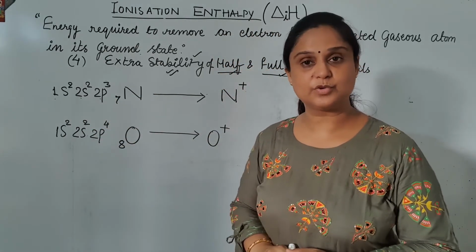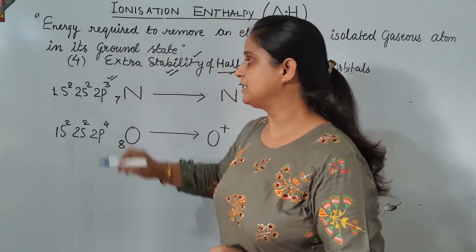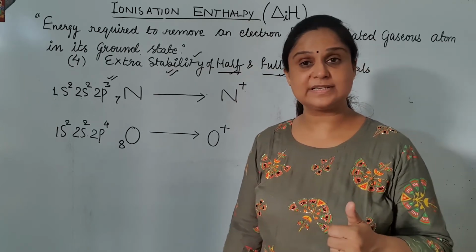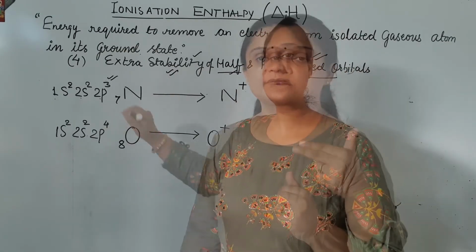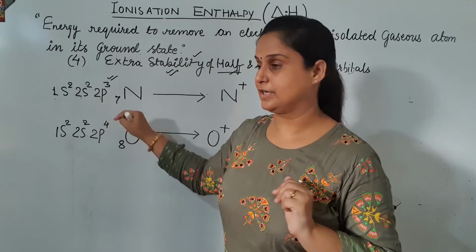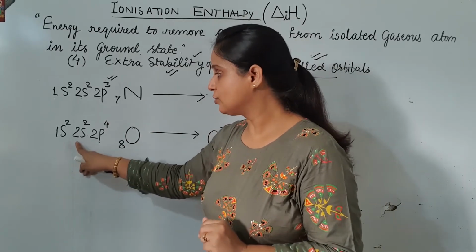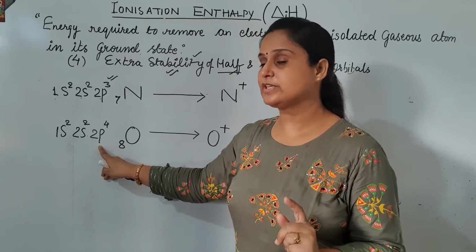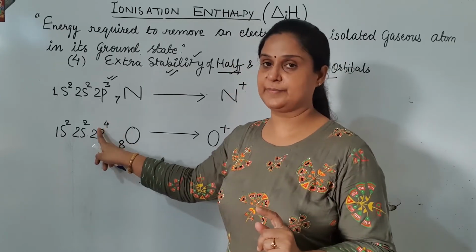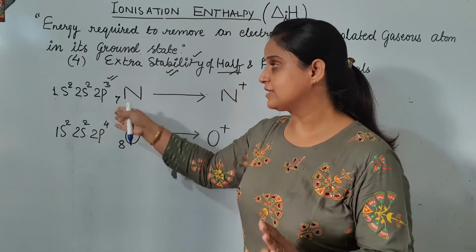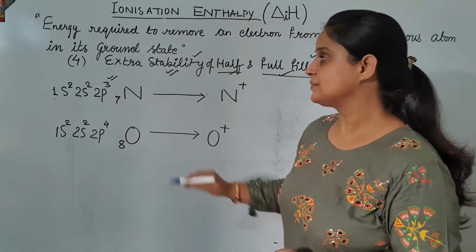The configuration is 2p3. You can see here p contains 3 electrons. Obviously p can contain 6, but here we have a half-filled configuration. On the other hand, oxygen has 1s2, 2s2 and 2p4, and you know that this is not half-filled. So we are going to compare these two. Let us see what happens.